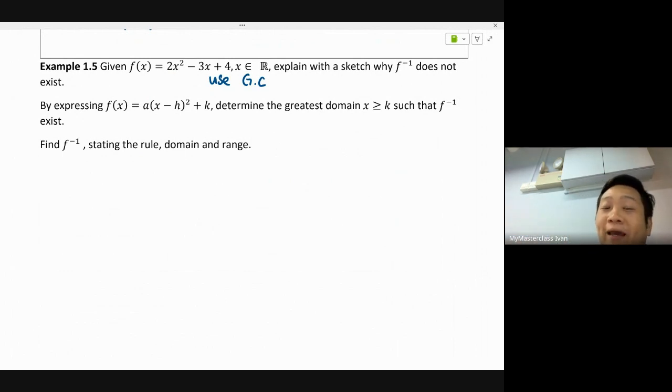So when we want to make x the subject, right? Can you see x squared and x, you cannot make x the subject. You cannot factorize x out. You can't. Okay. So this guy always must complete the square.